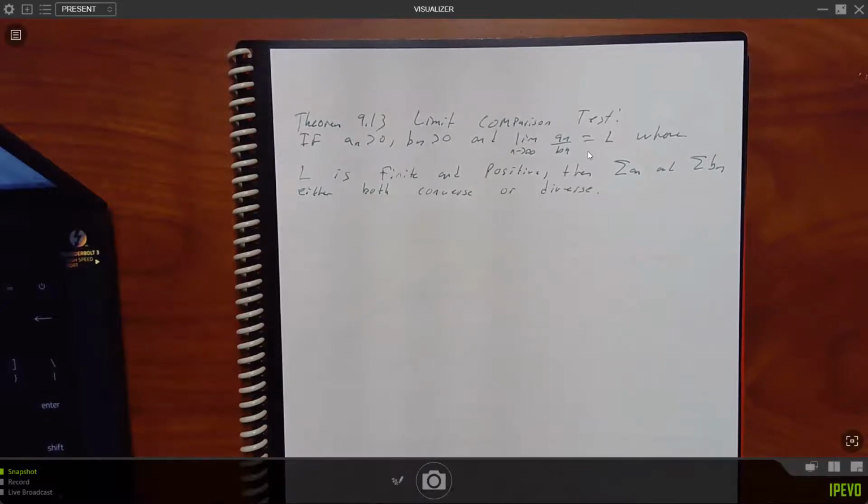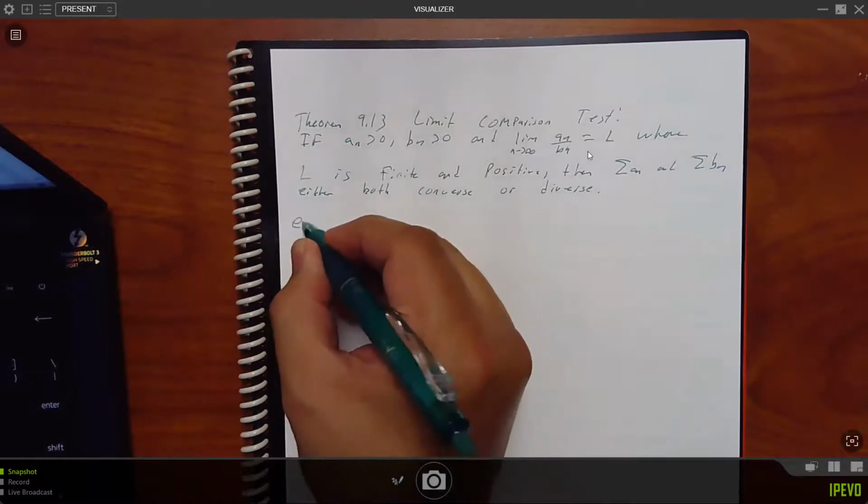So you pick a b_n that you know what it's doing, or that you can figure out right away. You just divide them, see what the limit is, and then you'll know what the other one is doing, if it is finite. If it is not finite, then you either picked the wrong b_n or this test doesn't work, and you have to do a different test. But right now we're just learning the tests.